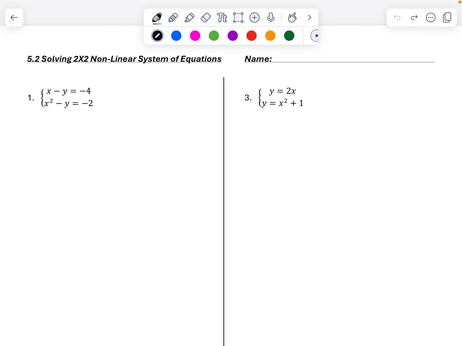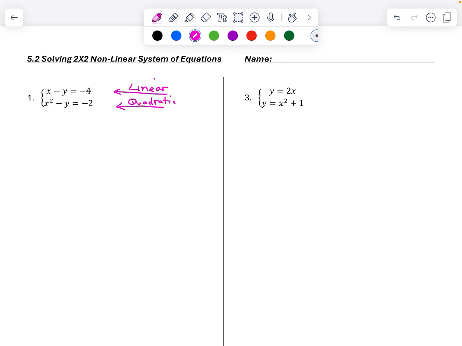Good morning, my friends. This video will be on solving non-linear systems of equations. The very first equation we have is linear. And this equation is quadratic.